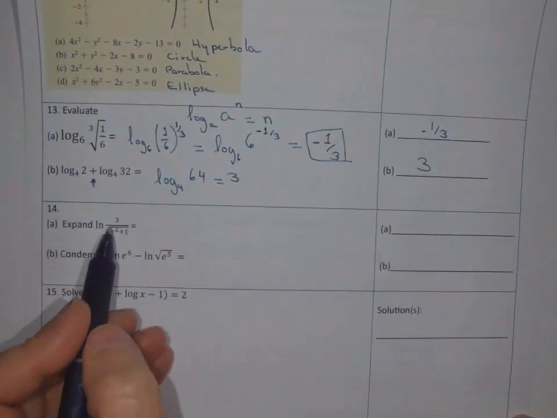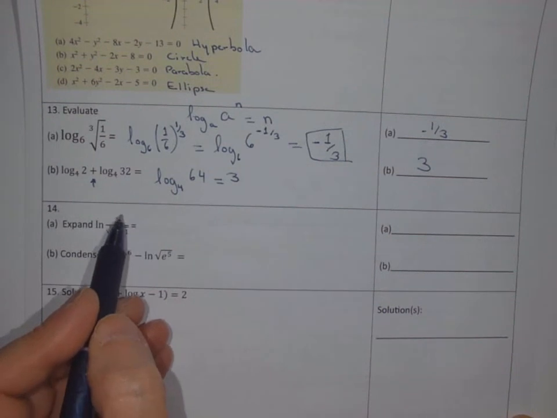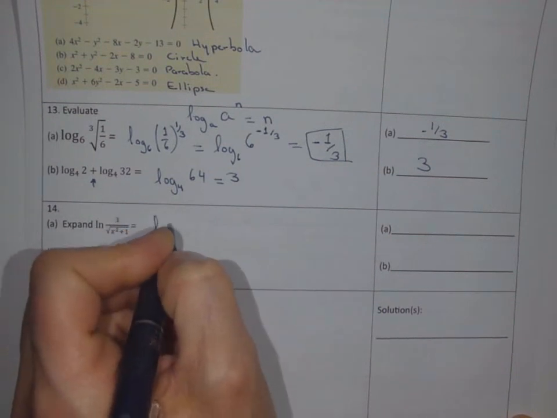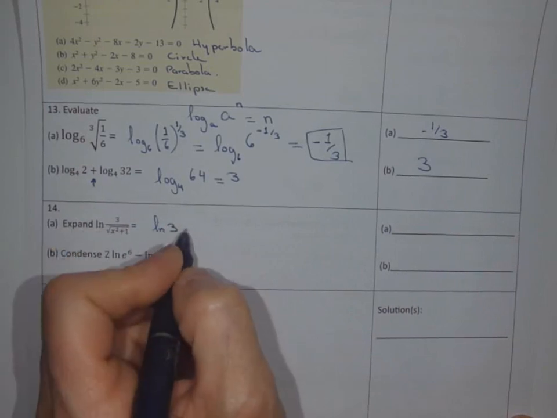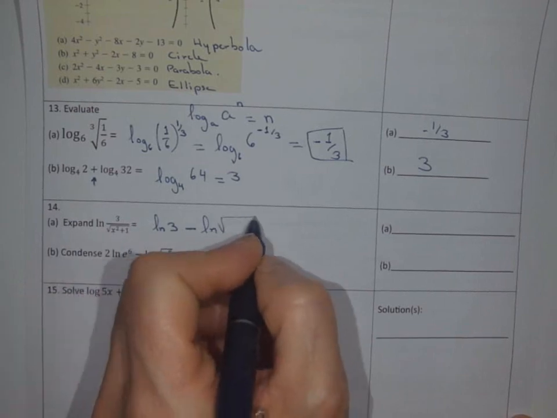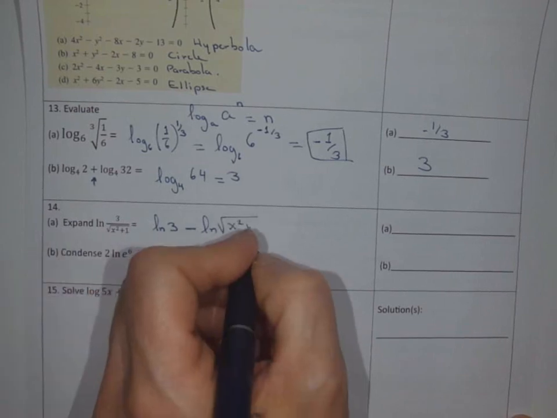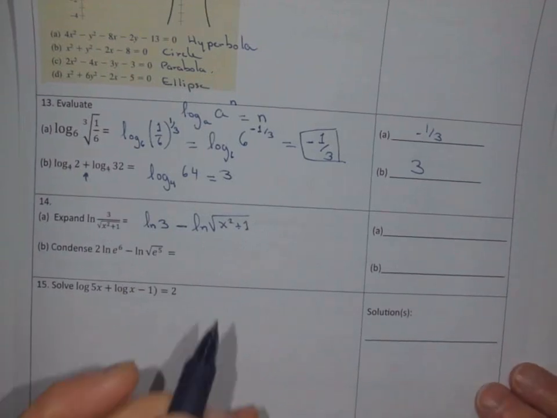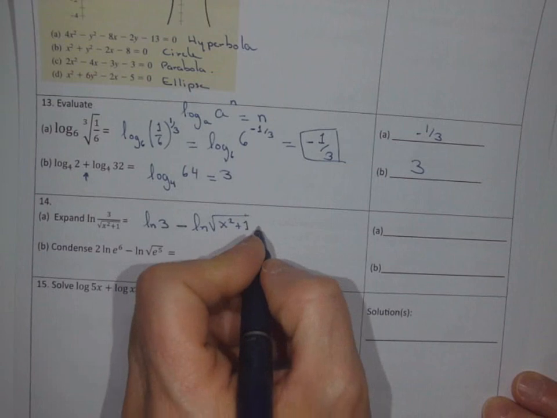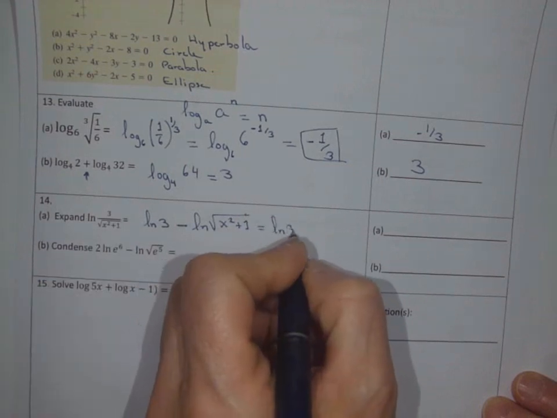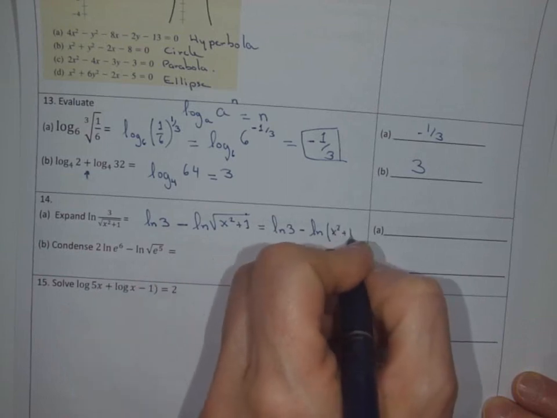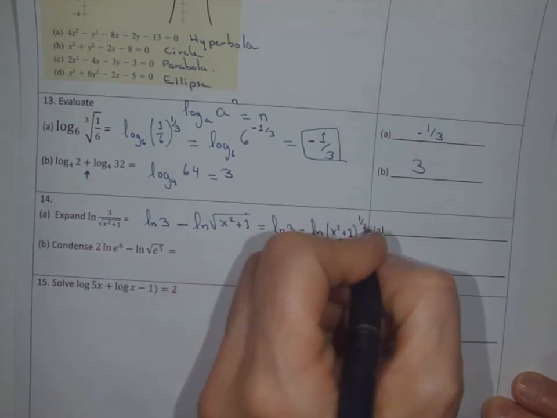Here we're expanding. So we have a division. That means we're going to have two logs, one for the numerator, one for the denominator. So that will be equal to the natural log of 3. And because it's a division, we're subtracting the logs. Natural log of whatever was in the denominator, which is the square root of x squared plus 1. Now, this is a root which can be rewritten as an exponent, so I'm going to rewrite that as the natural log of 3 minus the natural log of x squared plus 1 to the 1/2 power, right?